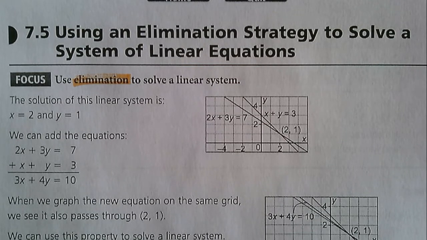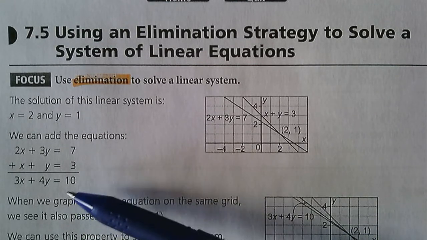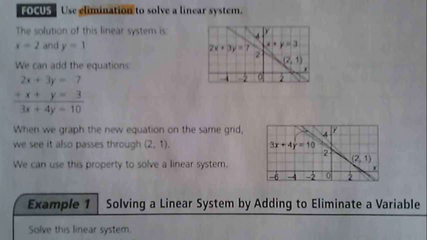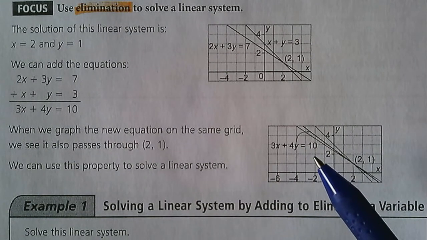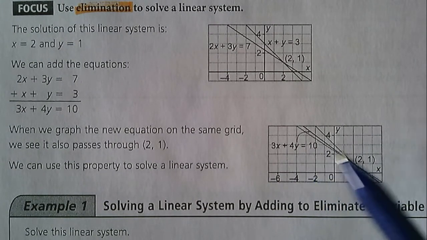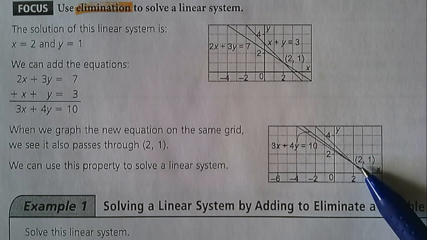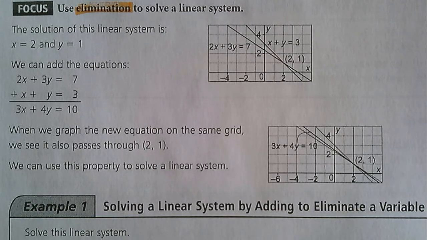How they've shown us the pre-explanation is they've taken the two equations and added them together to make a new equation. Then they've graphed that third equation, 3x plus 4y equals 10. We can see from the graph of the new equation, when we mark it on the same grid, that it also passes through that point, x equals 2, y equals 1. So we can use that property to solve a linear system.